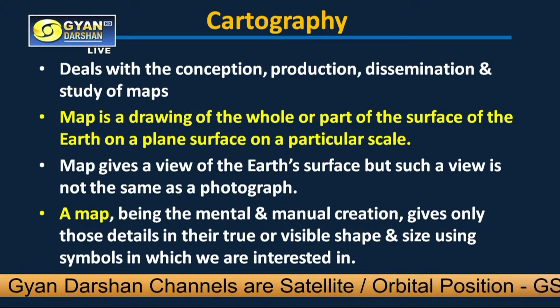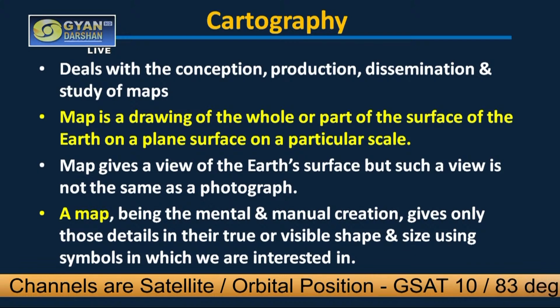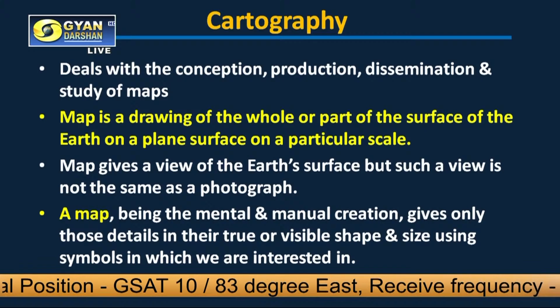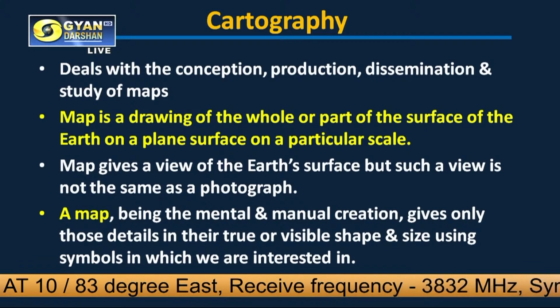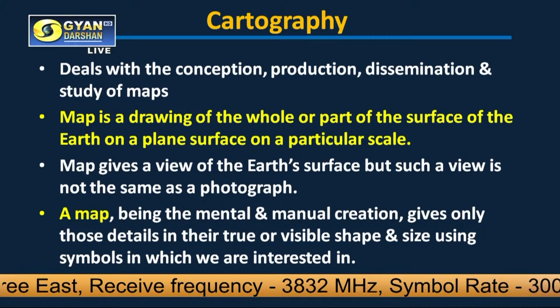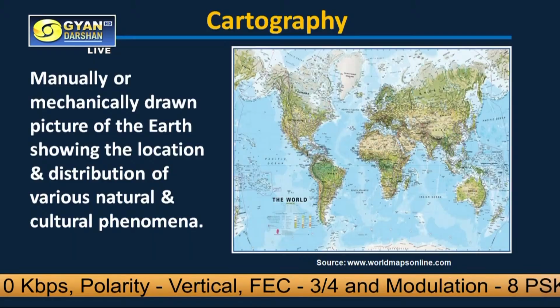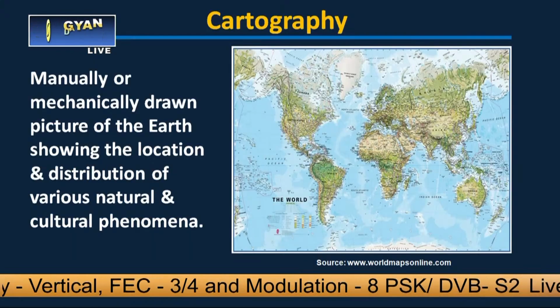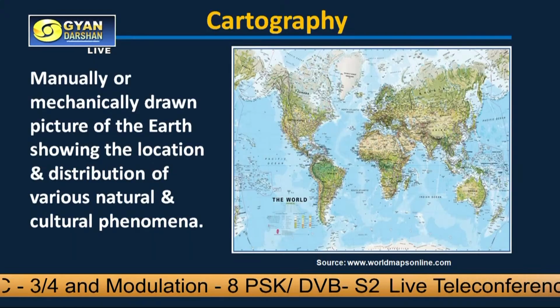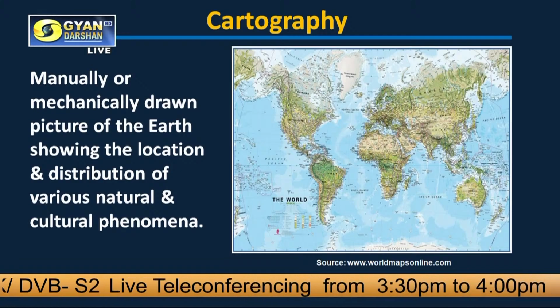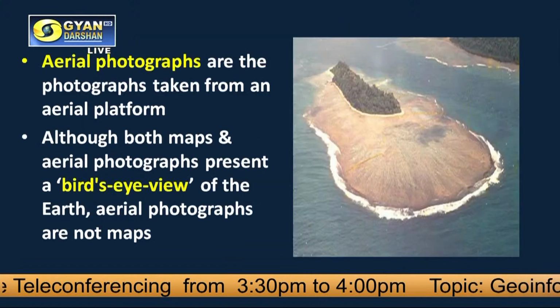A map is a procedure of mental and manual creation. So it gives only those details in their true and visible shape and size, using symbols, in which we are interested. So you see on your screens, here a map is shown. This is a manually and mechanically drawn picture showing the location and distribution of various natural and cultural phenomena.